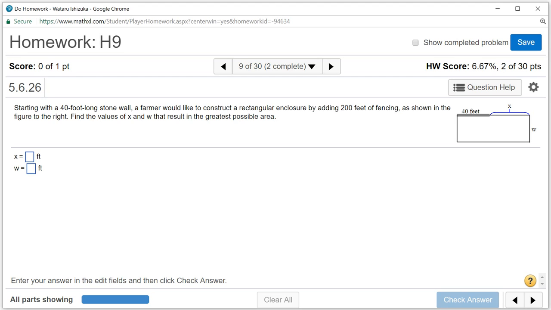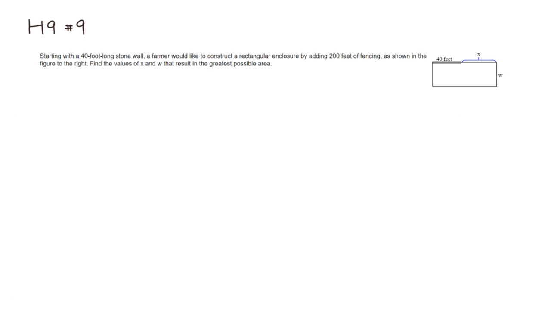All right, let's look at homework 9, problem number 9. We want to enclose the largest possible area by adding 200 feet of fencing, and 40 feet is already covered by the stone wall, and the region is a rectangular region. All right, so let's do that.